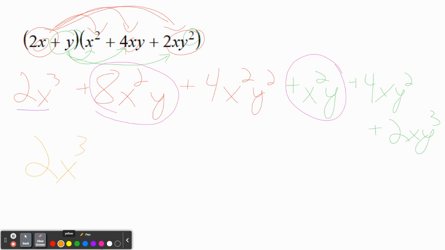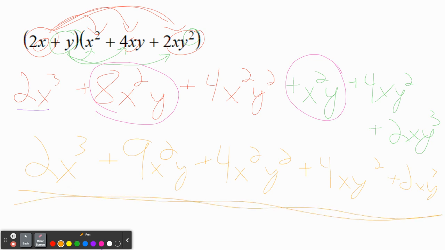X before y, and then the greater the value, so x cubed is going to be first in line. 8 plus 1 is 9x squared y plus 4x squared y squared plus 4xy squared plus 2xy to the third power. Oh my goodness, the fun we're having. Hope you're having a great time. I'm having a ball. That's our simplified version of what you see up here.